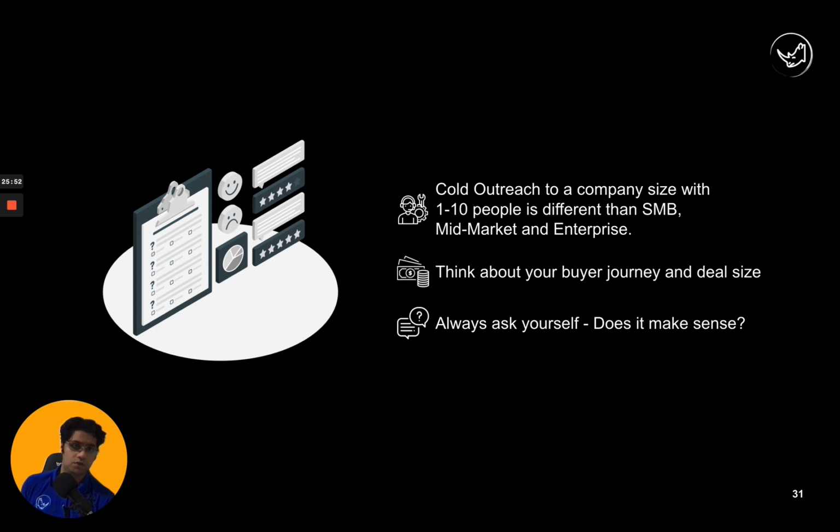The other element that you need to think about is that cold email outreach will also depend on the company size. When you're doing outreach to someone at a company of size 1 to 10 versus an SMB or mid-market or an enterprise company, it's very different, right? And this information is usually readily available on LinkedIn, so you should be able to access it, right?